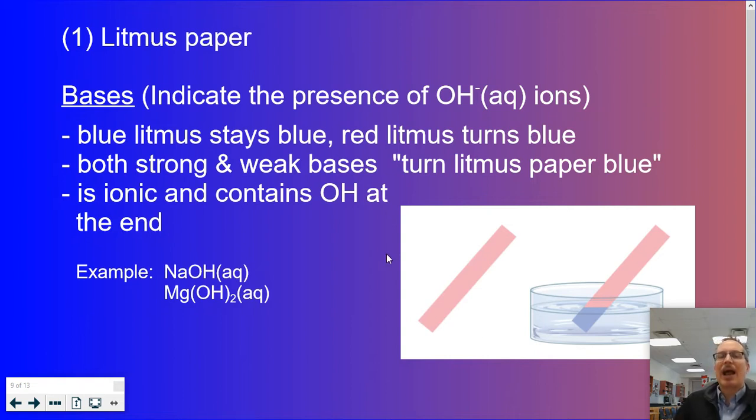Now, bases, although they contain hydroxide ions, are actually just a very specific type of ionic compound. So if we take a look, sodium hydroxide, because it contains a hydroxide, is a base. Magnesium hydroxide, because it contains hydroxide, is also a base. Both of these would turn red litmus paper blue.